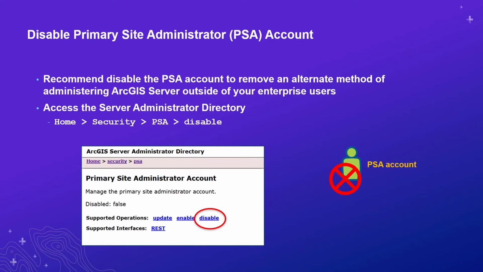This prevents people from knowing the default administrator username in a system and potentially guessing associated passwords. We do recommend disabling the PSA account to remove an alternate method of administrating ArcGIS Server outside of your own enterprise users, because we do recommend using an enterprise user and promoting one of those enterprise users' accounts to your administrator, for auditing and accountability ease. To disable the PSA, we simply go into Home, Security, PSA, Disable in the ArcGIS Server Administrator directory.